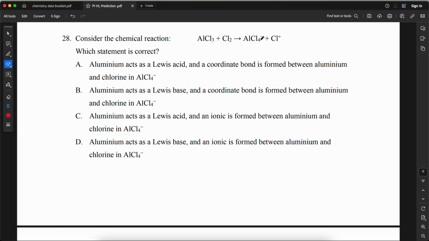AlCl4 minus accepts electrons from chlorine, which is a Lewis base. So the answer is A. Aluminum acts as a Lewis acid, and a coordinate bond is formed between aluminum and chlorine in AlCl4 minus, because it accepts a pair of electrons, right? So this pair of electrons will form a bond. This bond is called a coordinate bond because it is formed by having both electrons from the lone pair forming the bond.